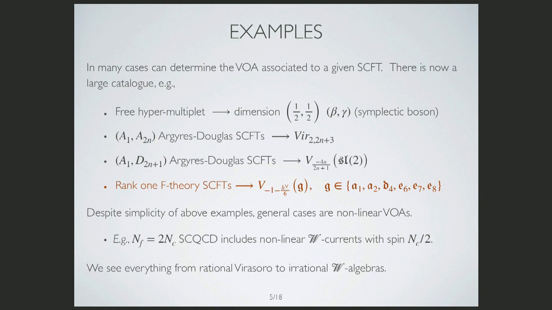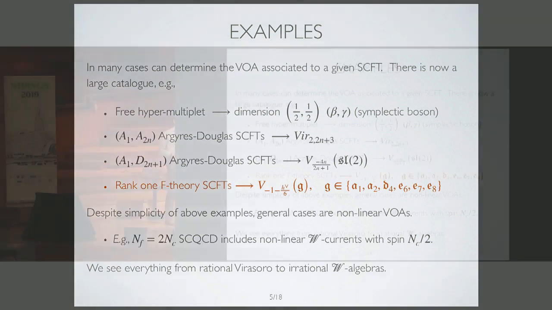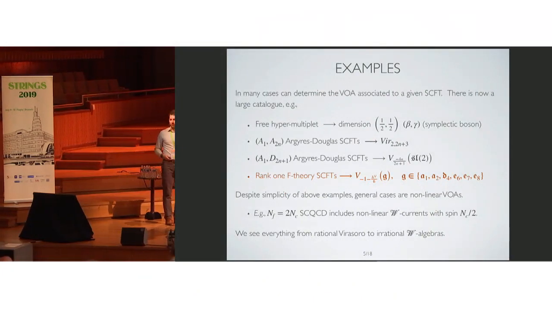Those are a number of interesting examples, but they're in some sense misleading because these were all what you might call linear vertex operator algebras. But the general case is that you actually find nonlinear vertex operator algebras that some people call W algebras. So for example, if you consider N_F = 2N_C superconformal QCD, then the baryonic generators of the Higgs chiral ring give rise to nonlinear W currents of conformal spin N_C/2. So for SU(3) and bigger, these are nonlinear W currents. So the sorts of things that you're getting out of this construction is everything from rational Virasoro vertex algebras that we know and love to sort of weird irrational W algebras.